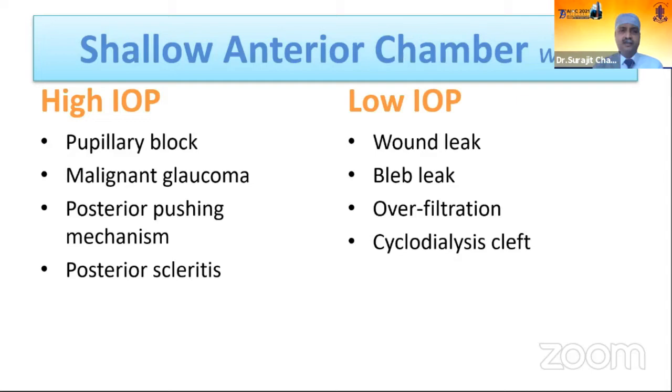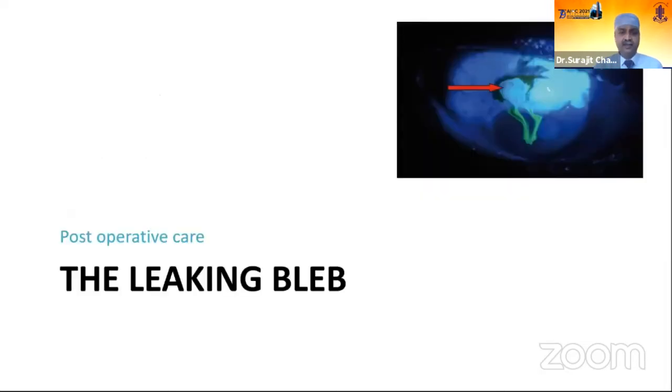The commonest is a shallow anterior chamber, which can be associated with high IOP or low IOP. The high IOP conditions are pupillary block, malignant glaucoma, posterior pushing mechanism, and posterior scleritis. The ones with low IOP are more common: wound leak, bleb leak, overfiltration, and sometimes cyclodialysis cleft.